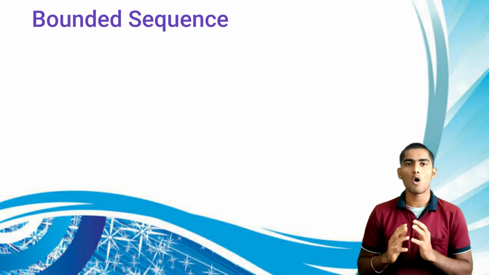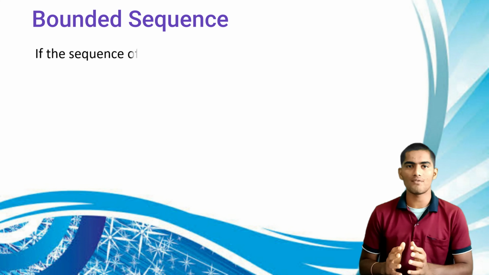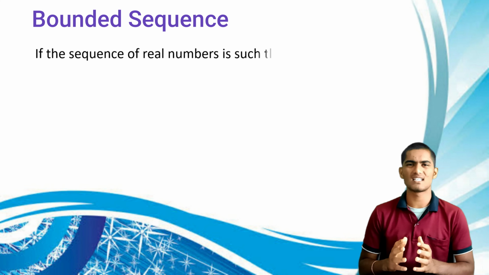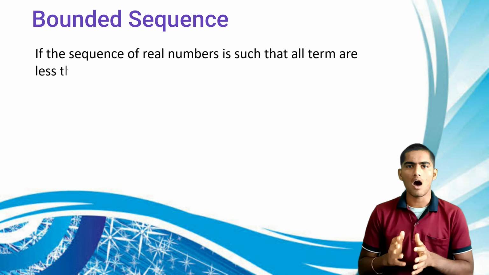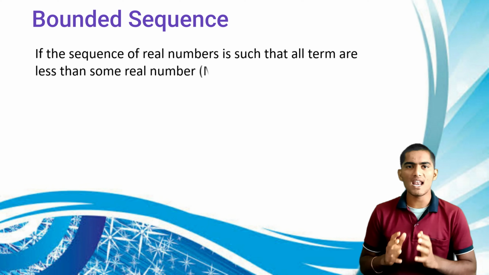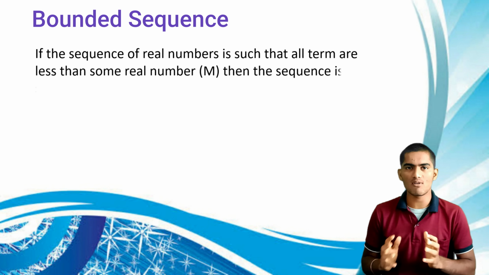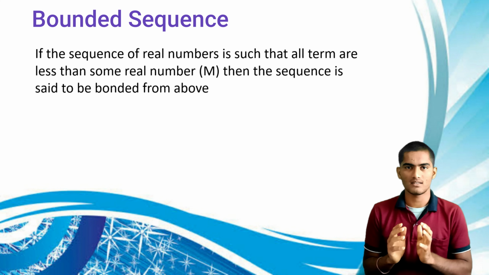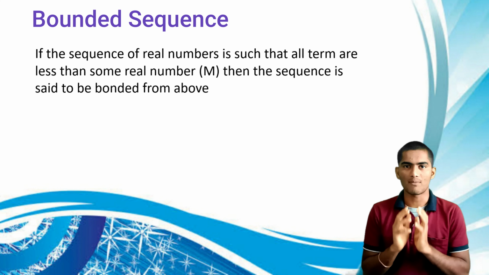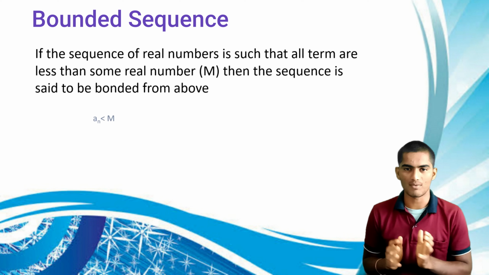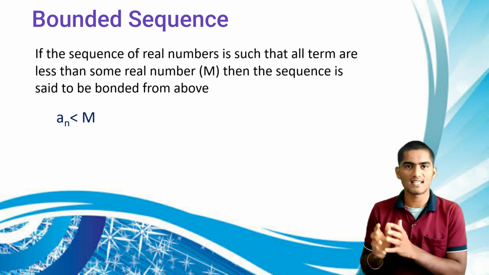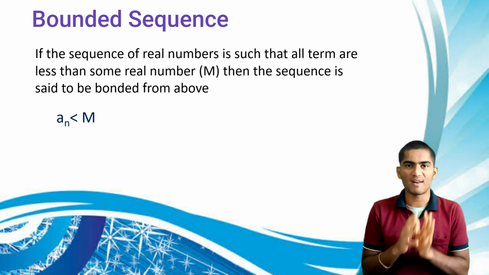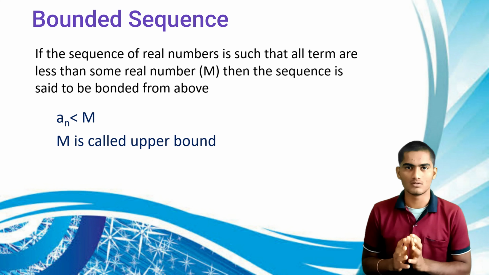Next one is bounded sequence. If the sequence of real numbers is such that all terms are less than some real number capital M, then the sequence is said to be bounded from above. An is less than capital M. Here capital M is the upper bound.